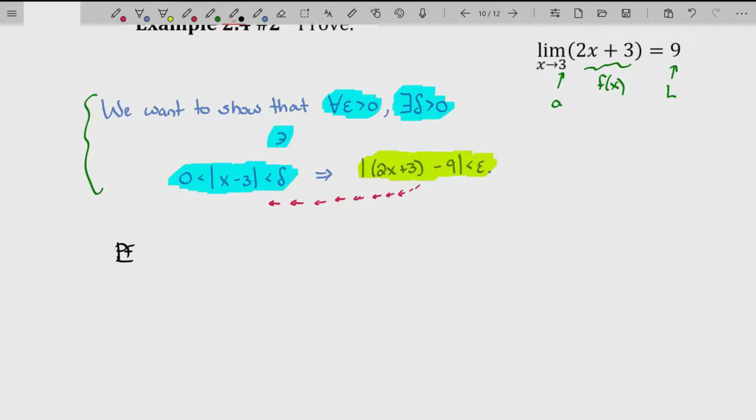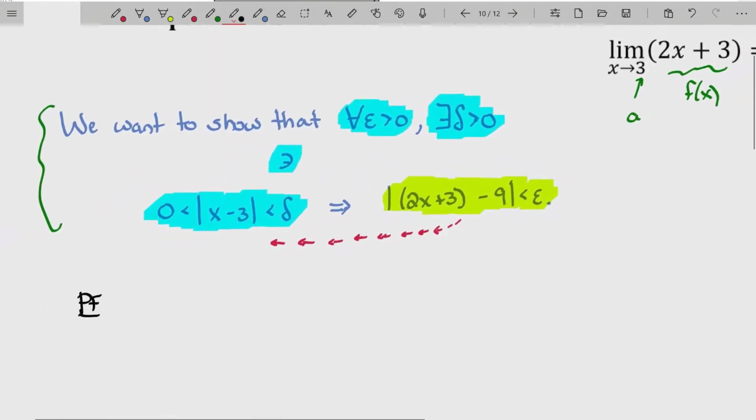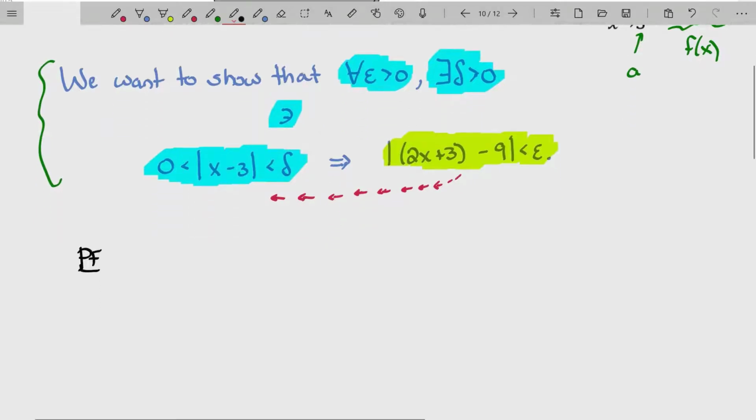Now I'm going to say, here, I'm just stealing the definition. The definition I have written here is exactly the precise definition of a finite limit at a finite point. It's a mouthful, so let's go ahead and use it.